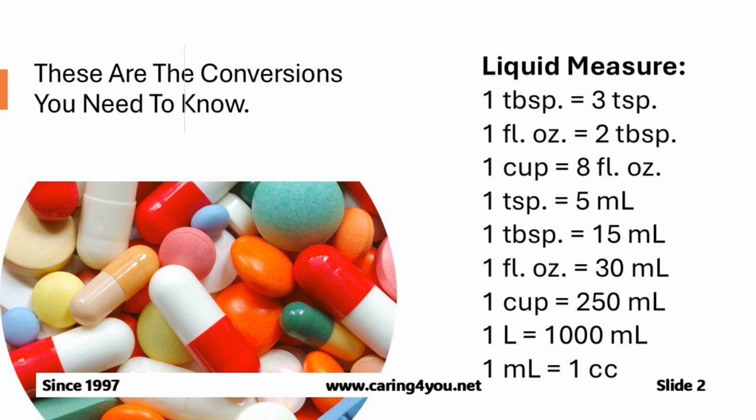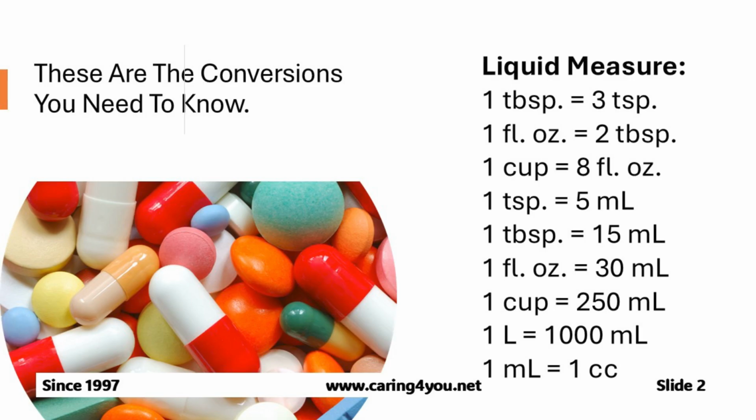1 tablespoon is 3 teaspoons. 1 fluid ounce is 2 tablespoons. 1 cup is 8 fluid ounces. 1 teaspoon is 5 milliliters. 1 tablespoon is 15 milliliters. 1 ounce is 30 milliliters. 1 cup is 250 milliliters. 1 liter is 1,000 milliliters.